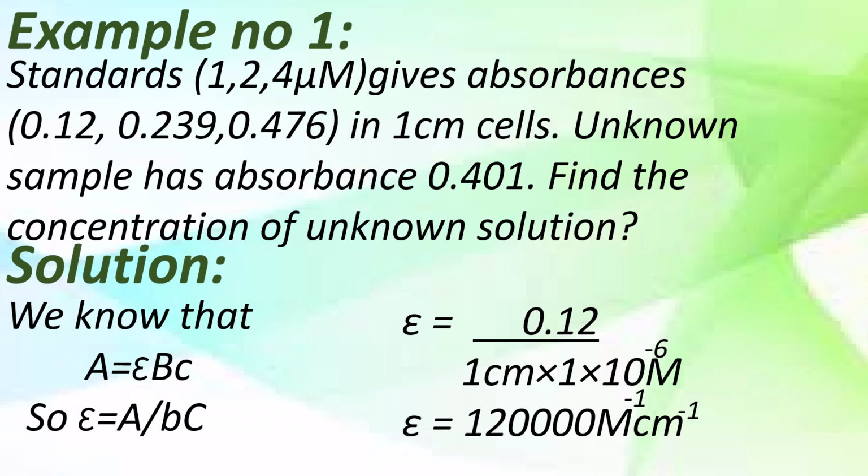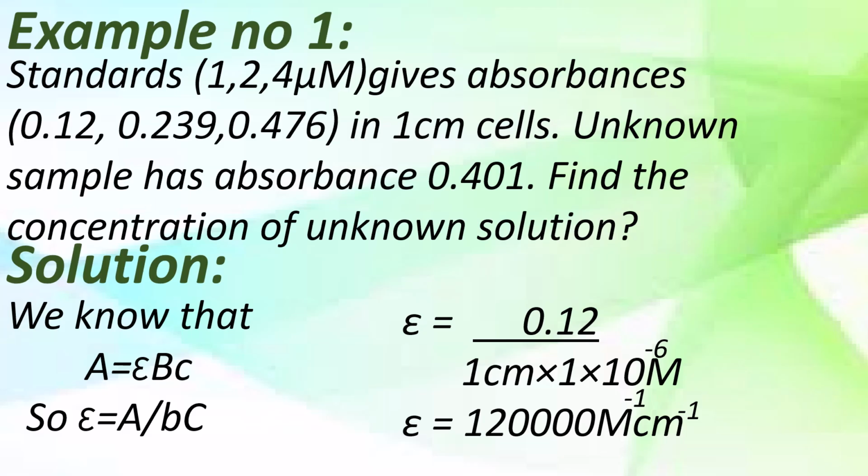Unknown sample has absorbance 0.401. We have to find concentration of unknown solution. We know that this is the formula of Lambert-Beer law. A is equal to epsilon BC. A is absorbance. Epsilon is a constant, molar absorptivity. B is path length and C is concentration. So epsilon is equal to absorbance over BC, A over BC.